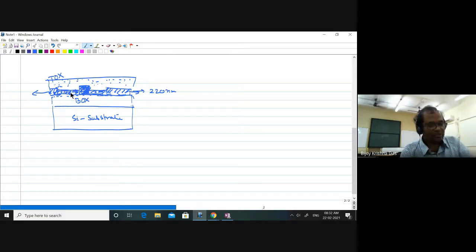Okay, so this is one example of rib and ridge waveguide structure. So in today's technology, I think normally these two types of waveguides are popular. There are some other types of waveguide, different type of cross section depending on the technology, but they are not so popular. So we will not discuss that thing. Okay. So any questions till now?